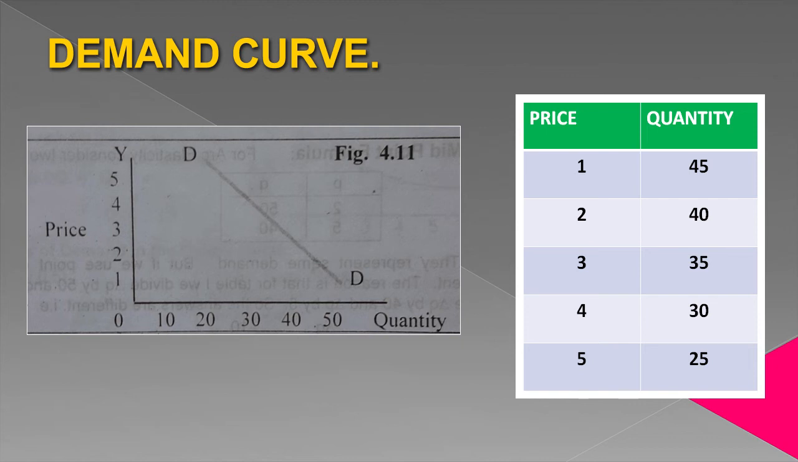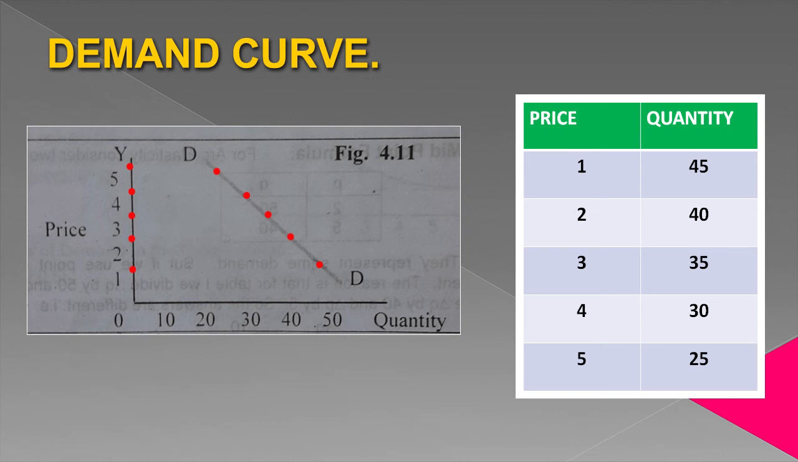Here you can see when price is 1, quantity demanded is 45. When price is 2, quantity demanded is 40. When price is 3, quantity demanded is 35. When price is 4, quantity demanded is 30. And when price is 5, quantity demanded is 25.